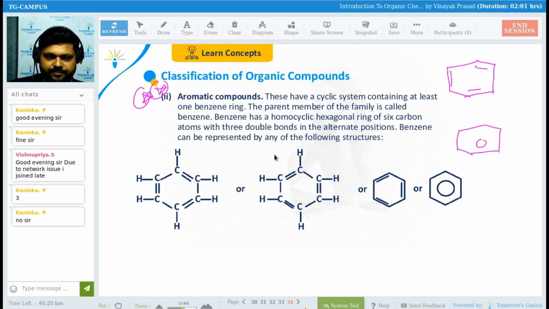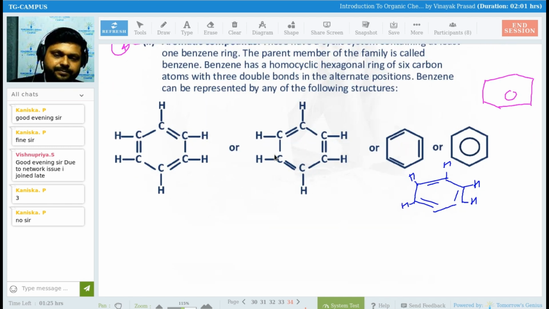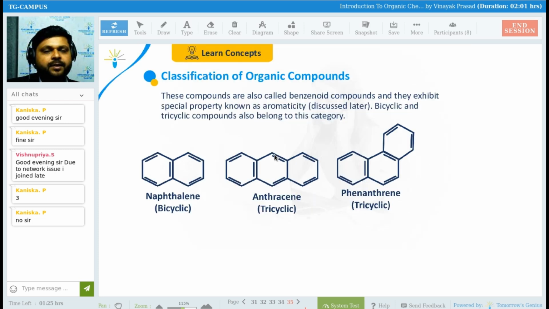We can also draw like this. Alternate position double bonds will be there. We have to keep the funda that alternate position double bonds will be there. Here we can draw hydrogen, hydrogen, hydrogen, hydrogen, hydrogen will be there, right? Here also hydrogen will be there. So C6H6 is the formula for this benzene. Is it okay? Fine.